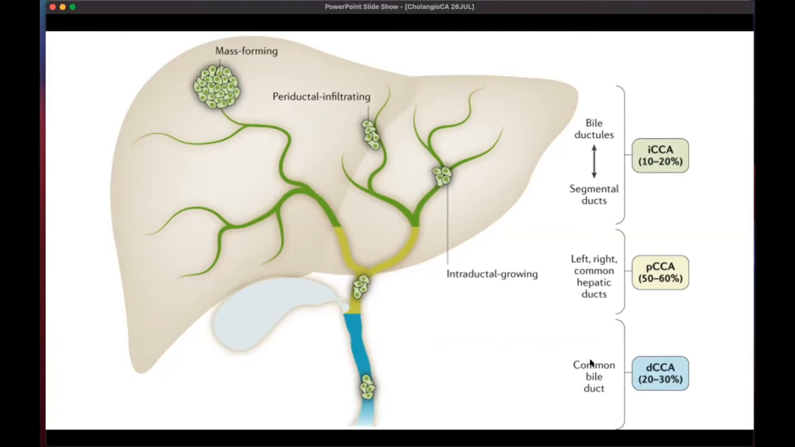Questions about any of that? And then the other thing to know is that the hilar, so happening around the hilum, is the majority of cholangiocarcinoma. So intrahepatic cholangiocarcinoma is actually relatively rare, and in some ways the easiest to deal with. But unfortunately, hilar is the most common, and those are the most difficult to deal with as well.